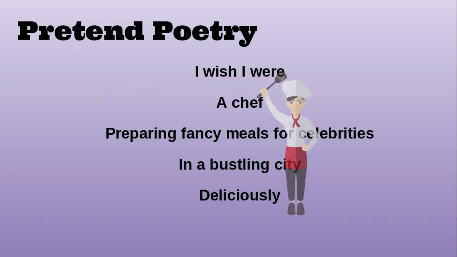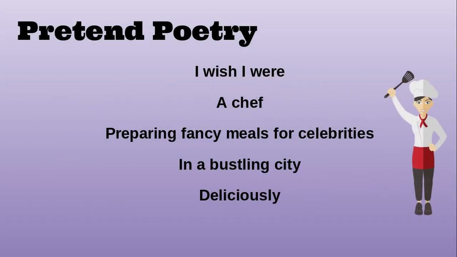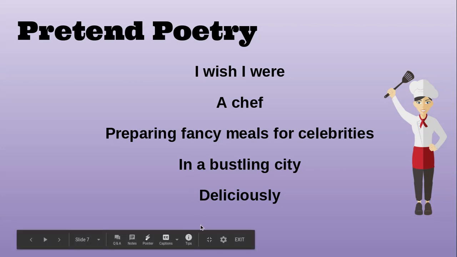Slide 7 is your pretend poetry. Your pretend poetry should be 5 lines. The first line should all say, I wish I were. The second line is who you would be, like what job. The third line should start with an ing verb and be a phrase of what you would be doing. The fourth line is where you would be doing that job. And the fifth line is an adverb of how you would be doing that job.